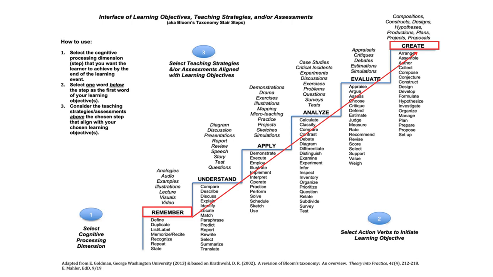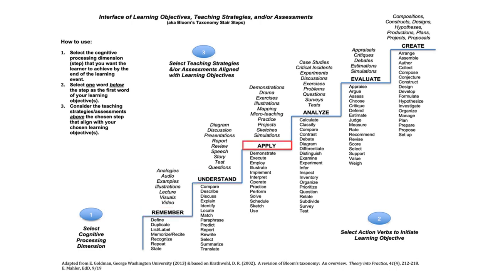The dimensions on the graphic increase in cognitive complexity in ascending order. Move from the lowest step, remember, to the highest step, create. For example, which cognitive processing dimension might you choose when presenting new knowledge to a group of students? Options include remember or understand.